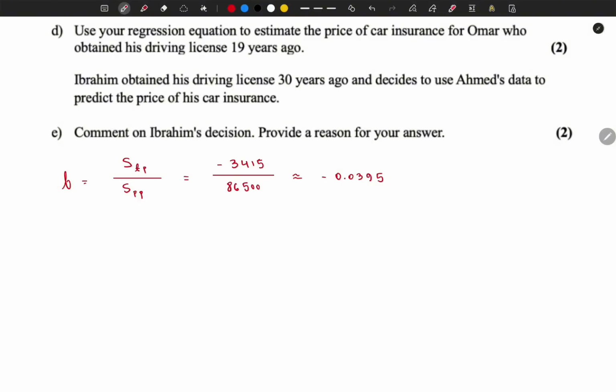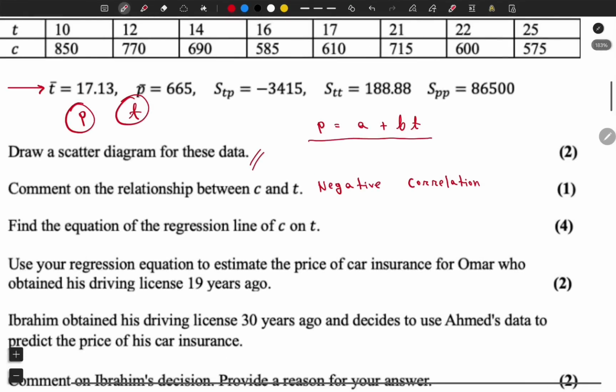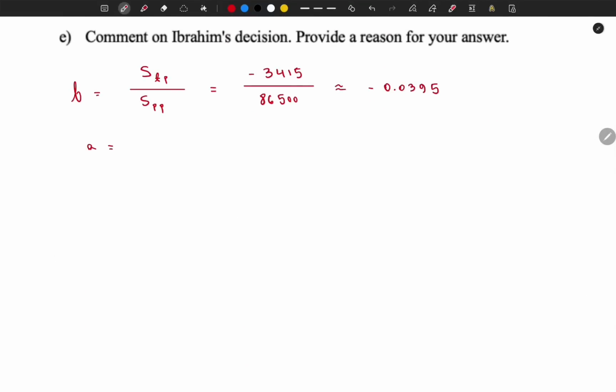Now we need to find out the value of the constant A. Now if we look at the equation and make A the subject, we will get A equals P-bar minus B T-bar. In order to get the value of A, you just need to substitute the values of mean of P and the mean of T into the equation, instead of writing P and T only. So this is how you get the value for A.